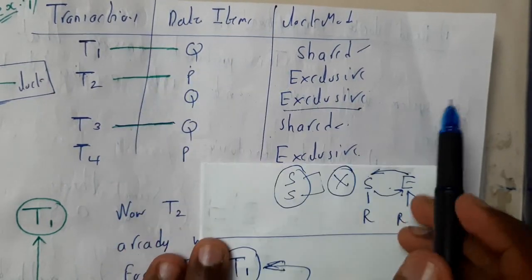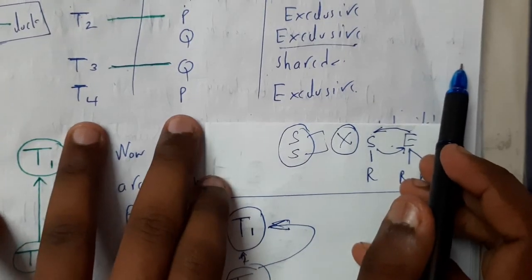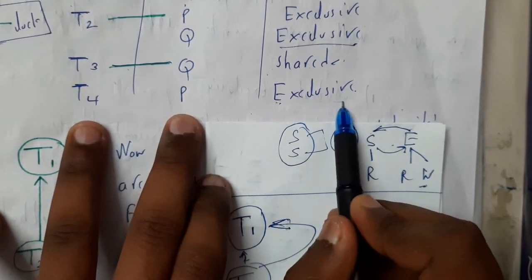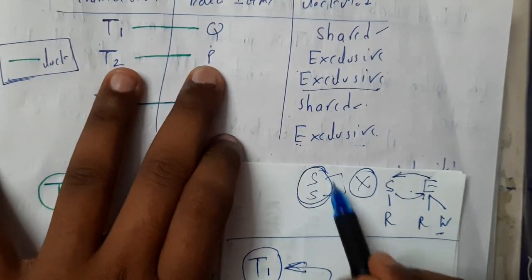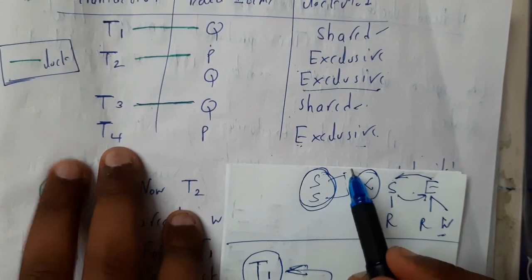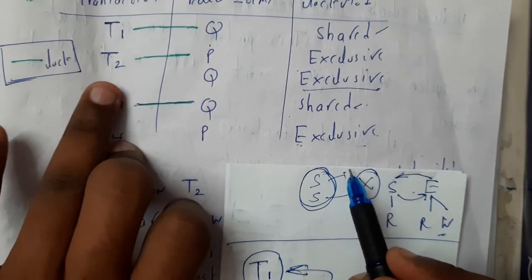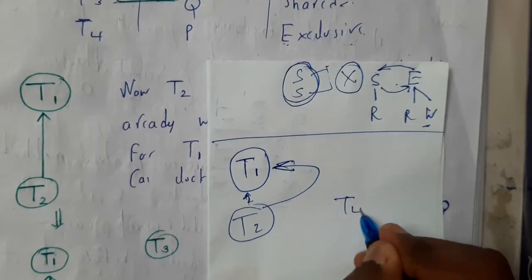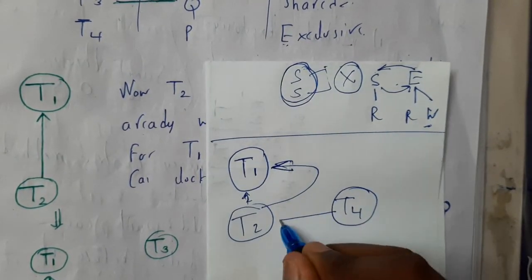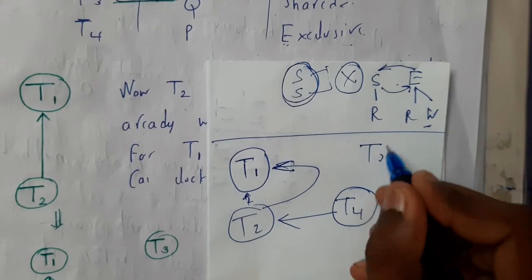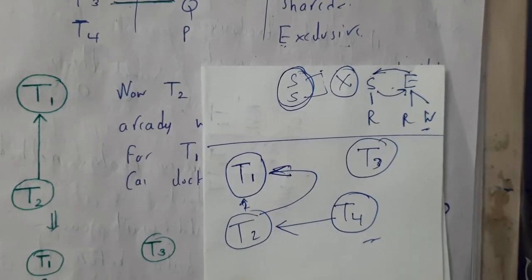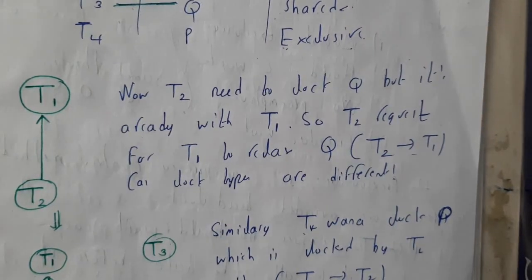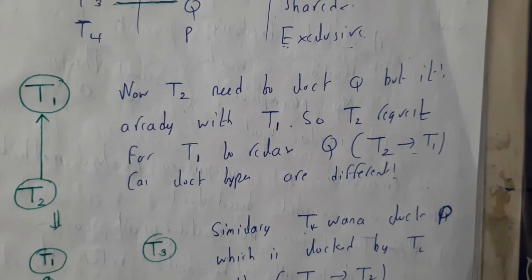I told you shared and shared are the only friends, so there is no issue. The lock will be acquired. At the end T4 is requesting P and it is exclusive. Exclusive is already given for P, and only shared and shared are friends. So T4 will be requesting T2, as T2 is holding P. T3 will be empty, so it will not have any edges. So this will be your graph diagram to find whether a deadlock exists.